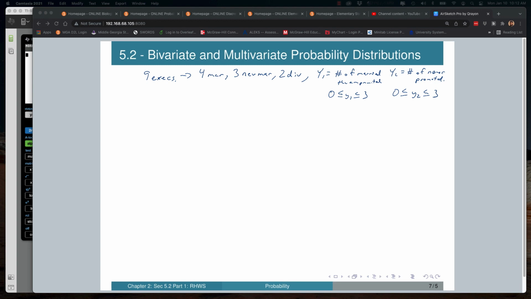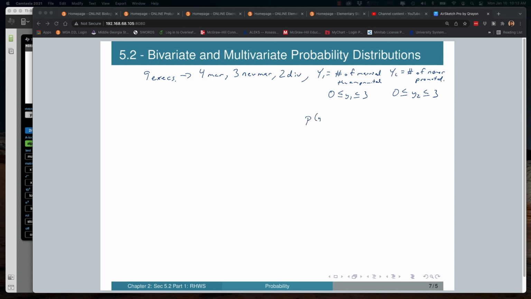I mean, we could choose 1 married person, 1 never married person, and 1 divorced person. We could choose all 3 married people, and none of the never married or none of the divorced. Or we could pick both of the divorced and only 1 of the married. There's a whole bunch of different combinations here. So to help us solve that, we're going to define the probability distribution function to be the probability that y1, let me give myself a little more room here.